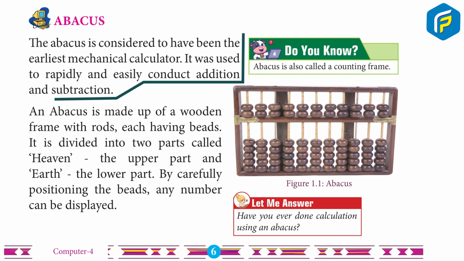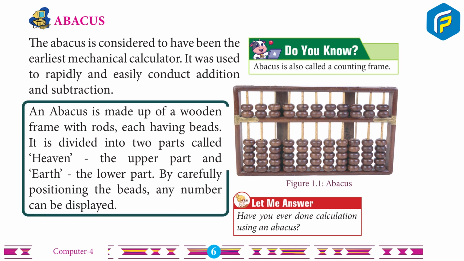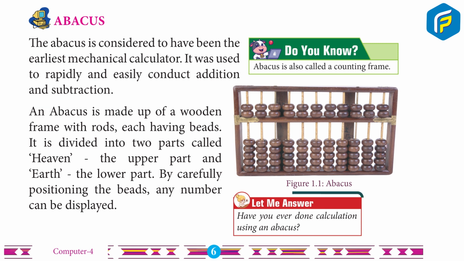Abacus. The abacus is considered to have been the earliest mechanical calculator. It was used to rapidly and easily conduct addition and subtraction. Do you know? Abacus is also called a counting frame. An abacus is made up of a wooden frame with rods, each having beads. It is divided into two parts called heaven, the upper part, and earth, the lower part. By carefully positioning the beads, any number can be displayed. Let me answer. Have you ever done calculation using an abacus?